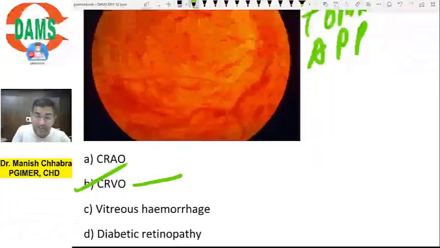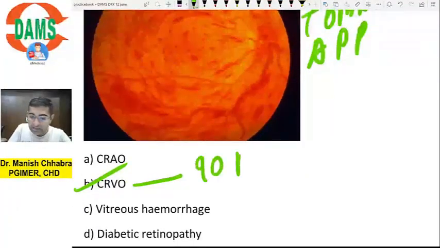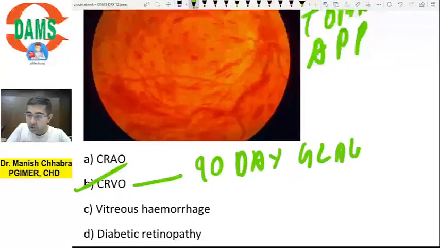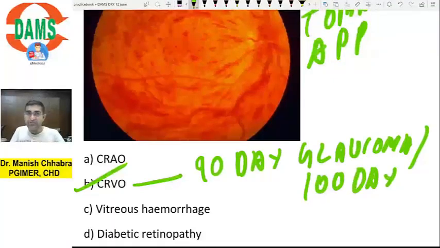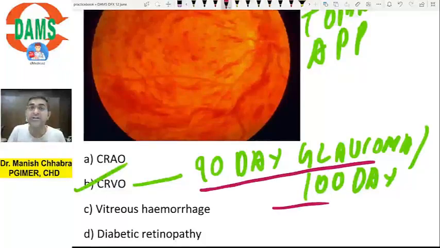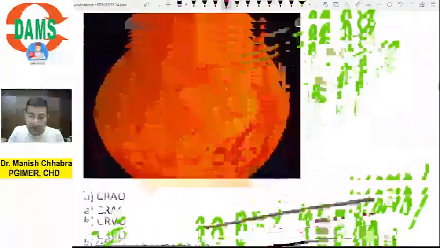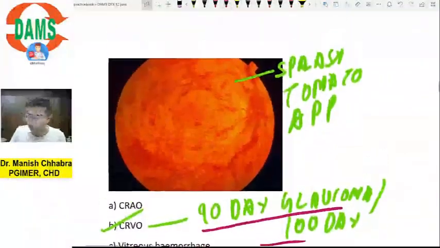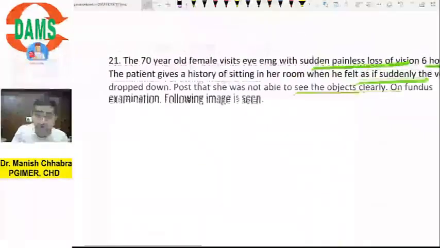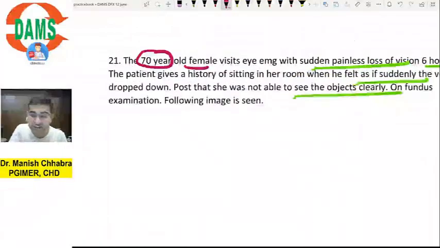Now also please understand, CRVO is also known as 90-day glaucoma, because in CRVO some books mention 100 day. In CRVO, the retinal hypoxia is so quick that it leads to proliferation, neovascularization, which causes neovascular glaucoma. It takes just 90 to 100 days, my dear friends. So the answer to this question is CRVO. Typical splash tomato appearance is there, and also please understand it happens to be in patients more than 60-65 years of age, and it is more common in females.